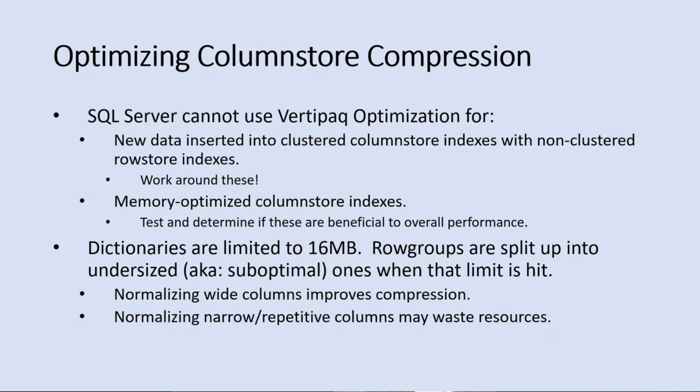So what this means is if you have wide columns, try to normalize them. That will probably improve compression as we'll take those big wide values and move them over here. On the other hand, very, very teeny narrow values, you can normalize if you want, but it may just waste resources in the long run, the resources of doing all that effort.